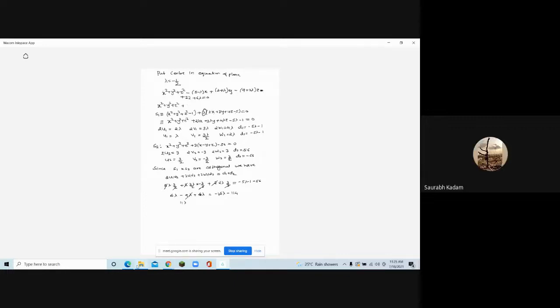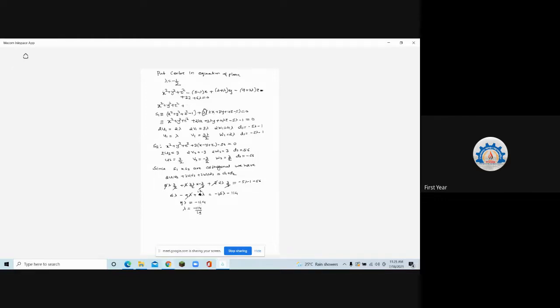Ma'am, that 6 should be 12, the 6 on the left side. Yes, it should be 12 lambda. Here there is 2, one more, and then I have to take LCM. Correct. So that should be 12 lambda. So 6 plus 12 is 18 plus 1 is 19. So 19 lambda is equal to minus 114. And therefore lambda is equal to minus 114 by 19.